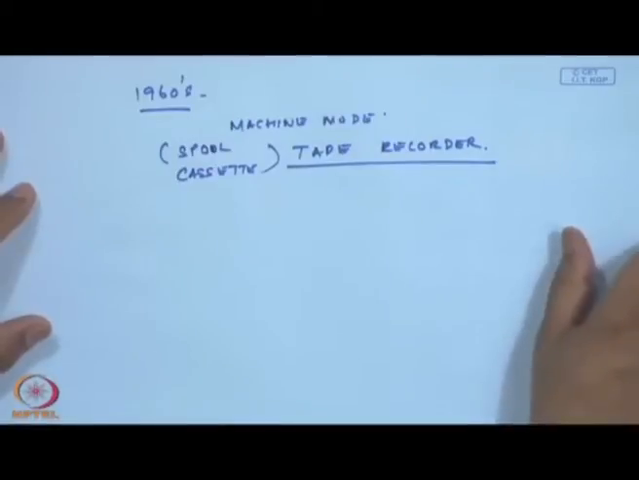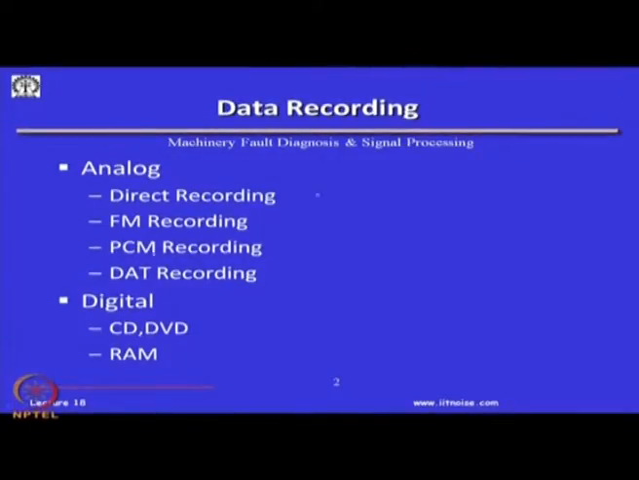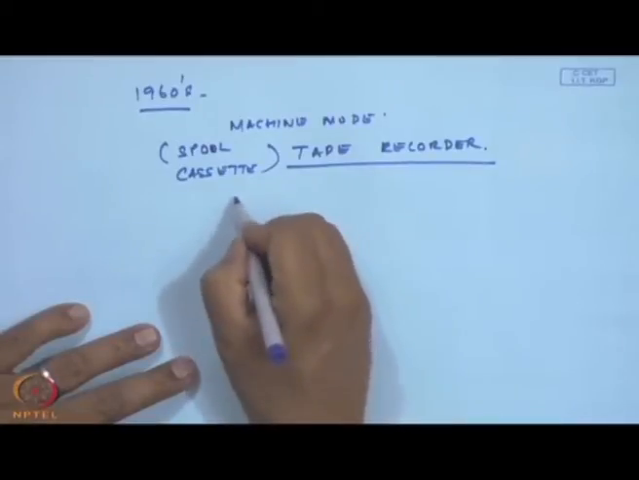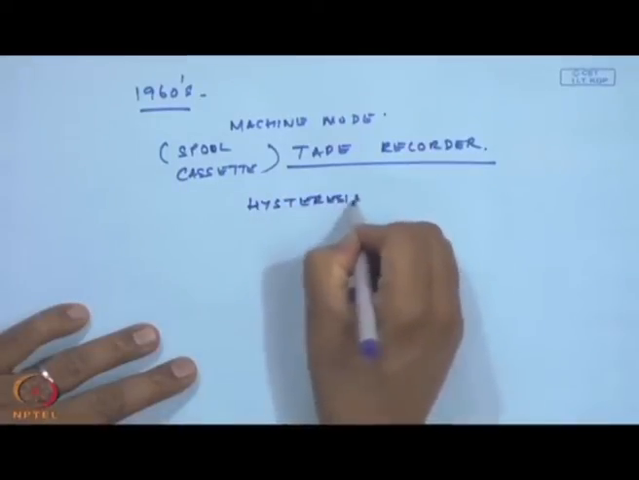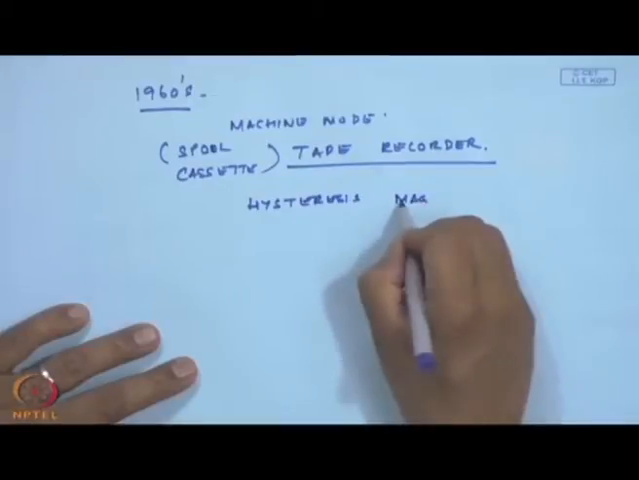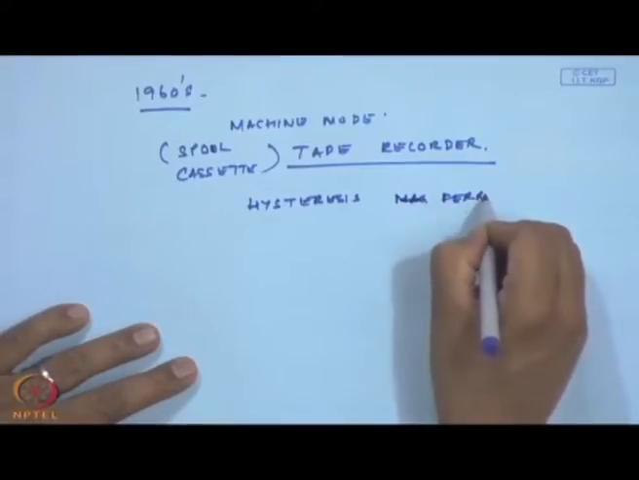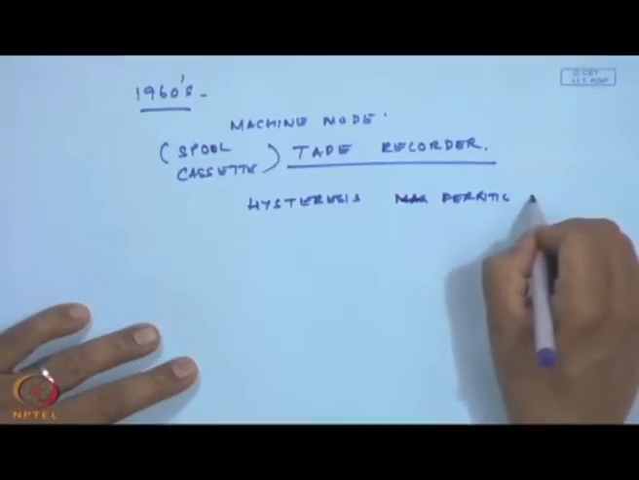So, if I was to look into the different formats of data recording available today, one could be the analog recording or the digital recording. What happens in the analog recording? We used to have the direct recording method, wherein on a cassette or a tape recorder or a spool type tape recorder, the data was stored because of the hysteresis in the ferritic tape.